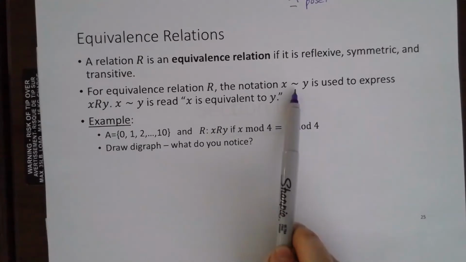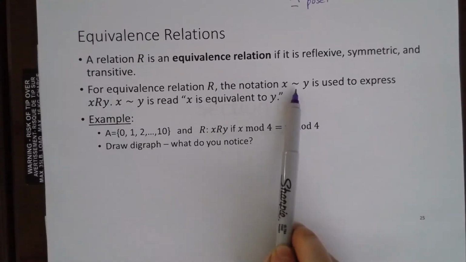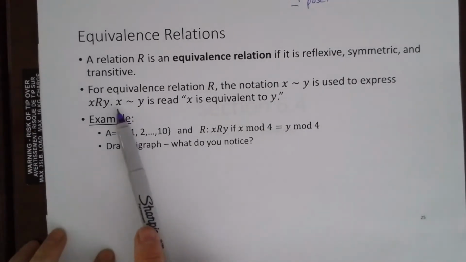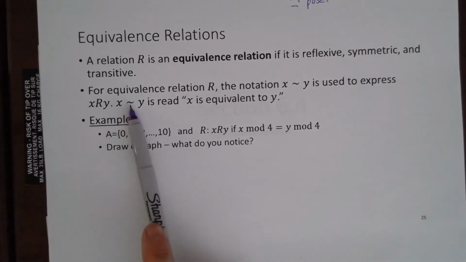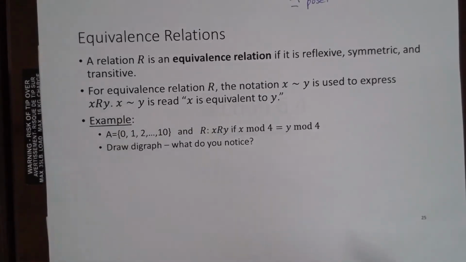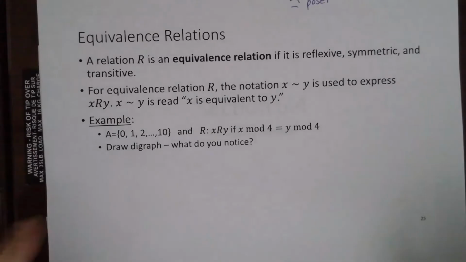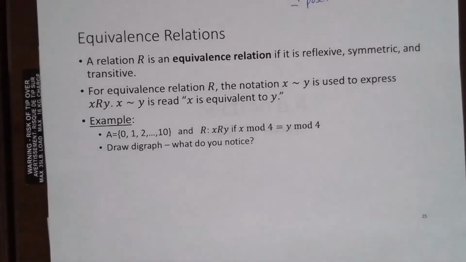So if you ever see this little tilde between two elements, you know it's a special relation. It's an equivalence relation, which means automatically that it's reflexive, symmetric, and transitive. You would read that as x is equivalent to y. It's related to y in an equivalence relation, so it has this kind of equivalent idea to it.